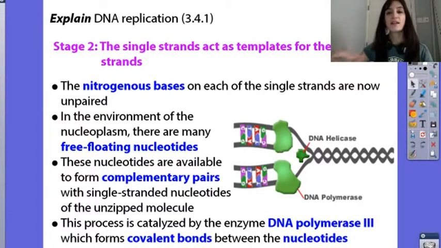And so they come in and they form hydrogen bonds between the unpaired nucleotides, and that process is catalyzed by an enzyme called DNA polymerase, which you can see over here. So this enzyme here will catalyze the formation of the bonds between the nucleotides along here. So let's see that animated.